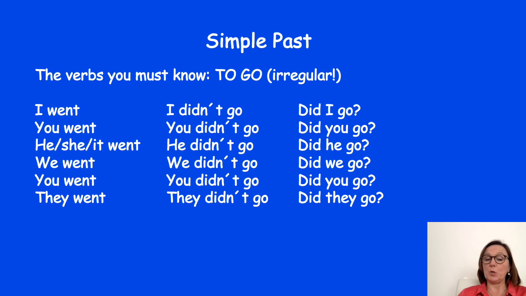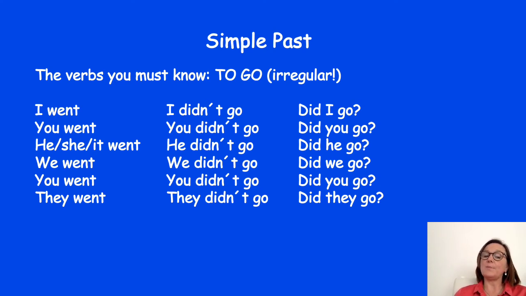The verb to go is an irregular verb, one of those that I remind you must learn. You have to learn these off by heart. The verb to go in its simple past form is went. I went, you went, he, she, it went, we went, you went, they went. I went to school yesterday.